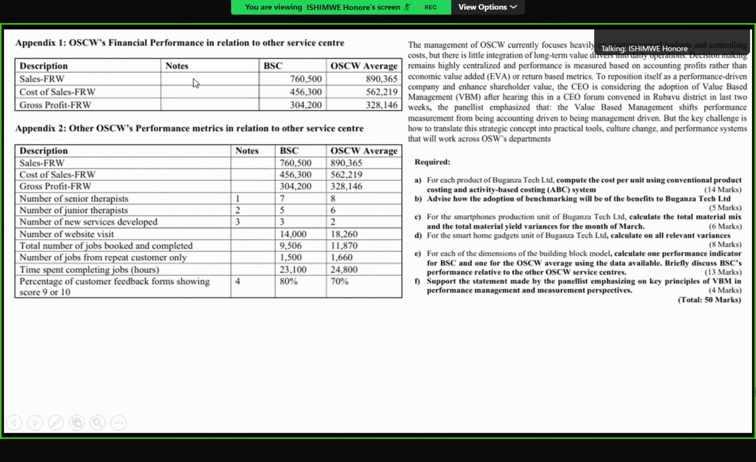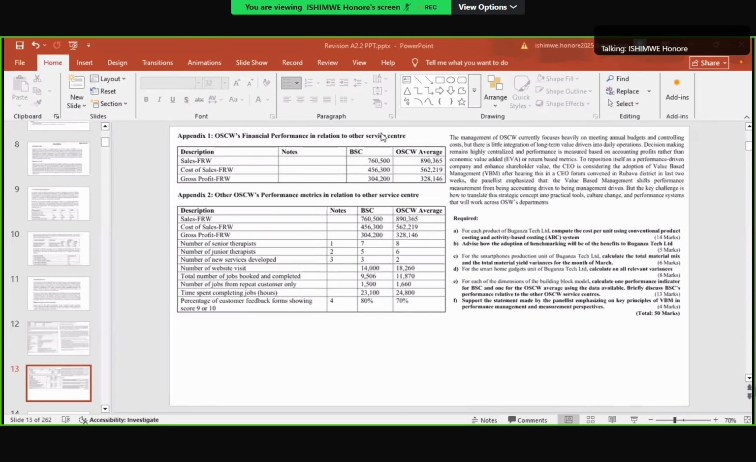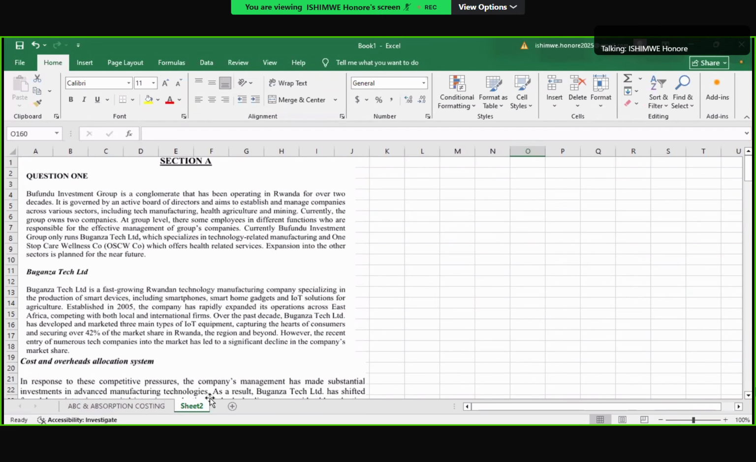Let me put it in Excel, then you go back. Okay, let me project the Excel file. I hope the Excel has come. This is now, we're going to work on question 1, part A only.